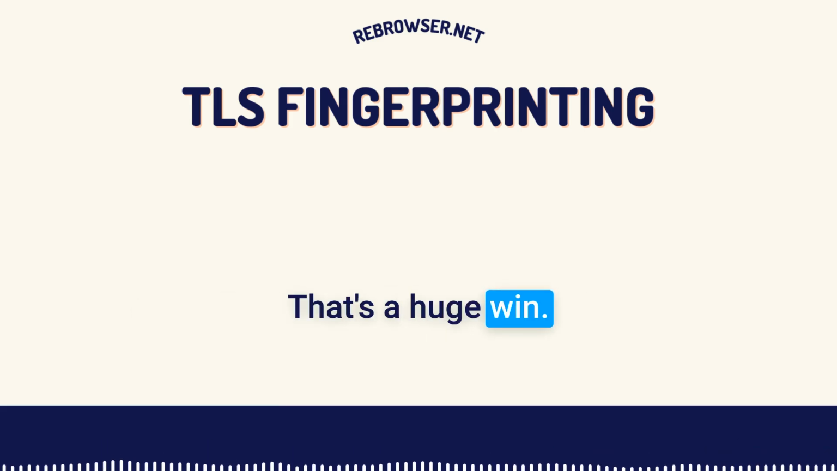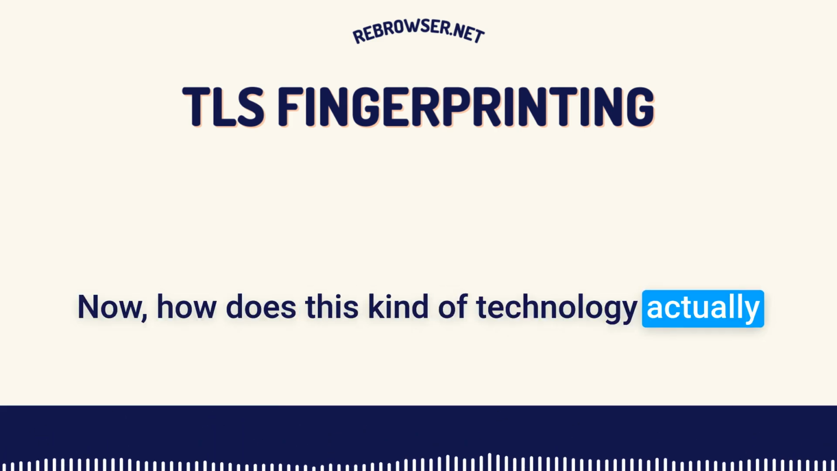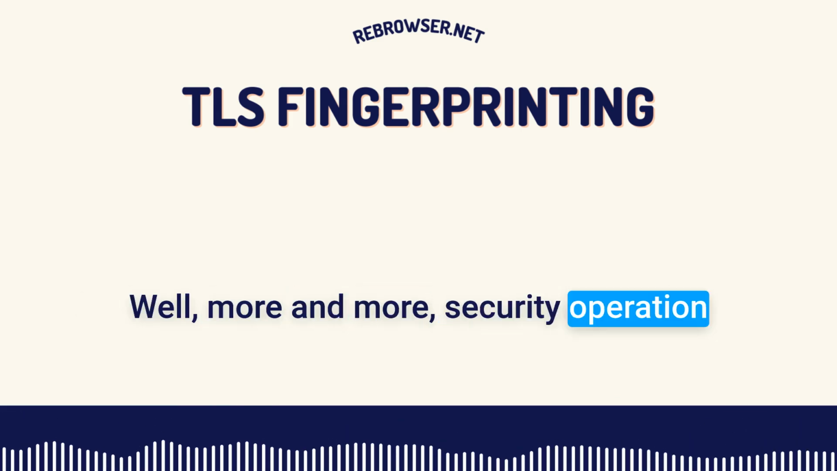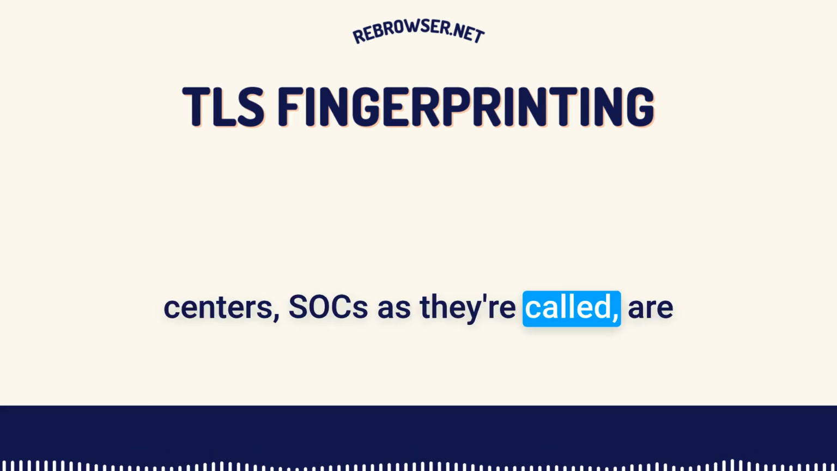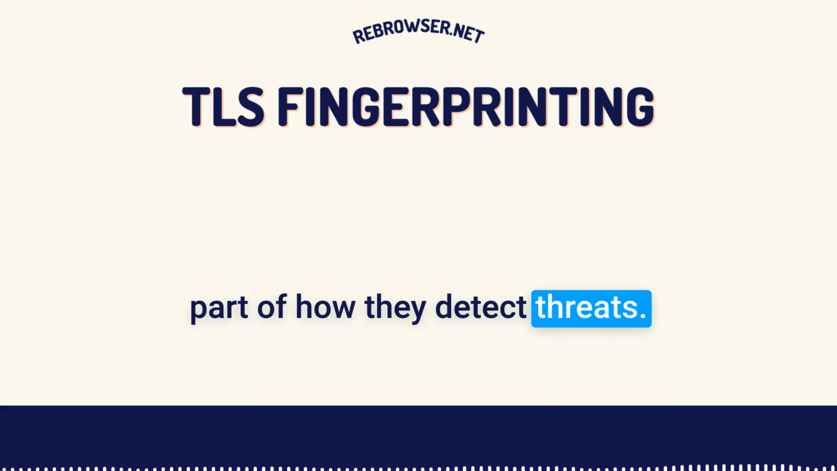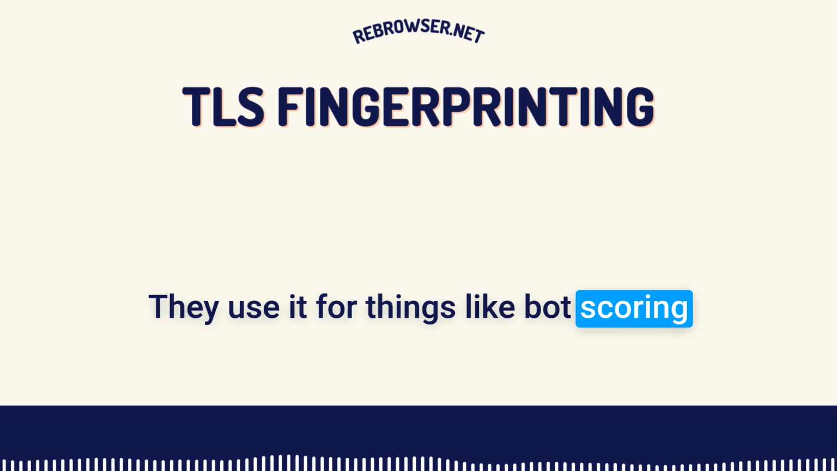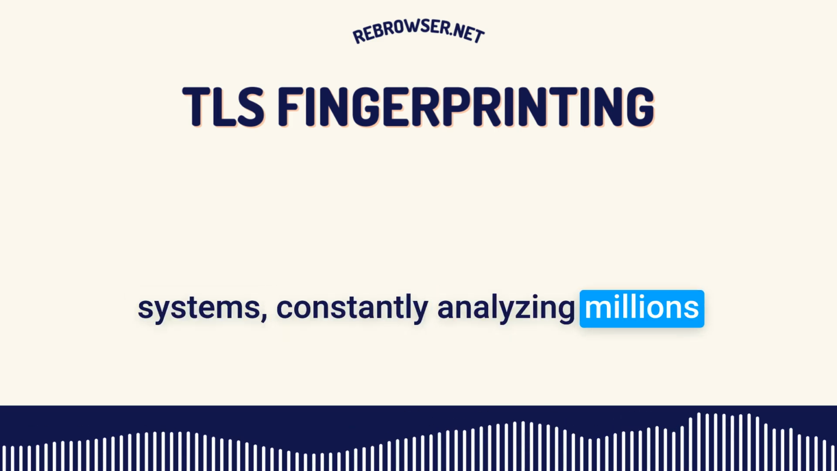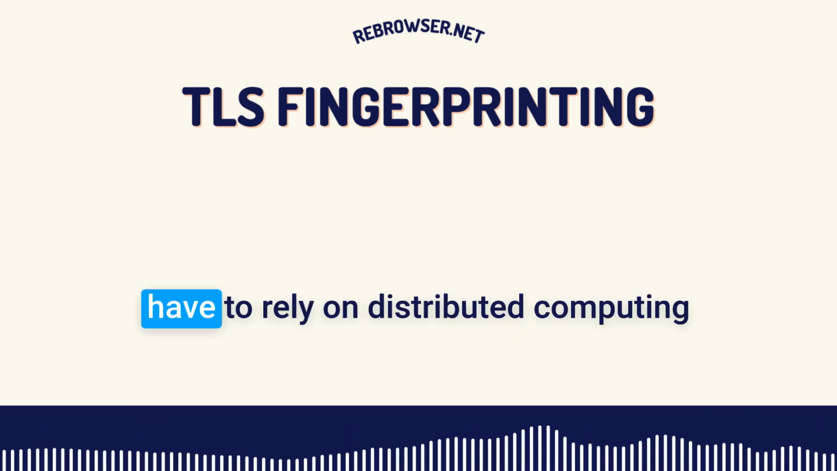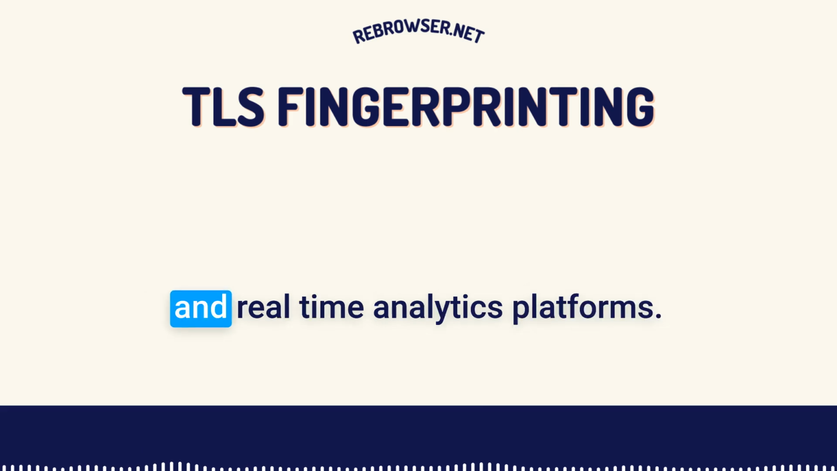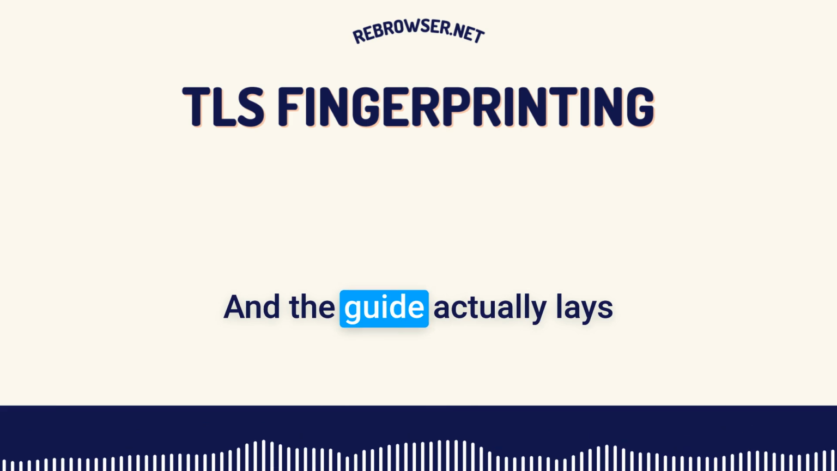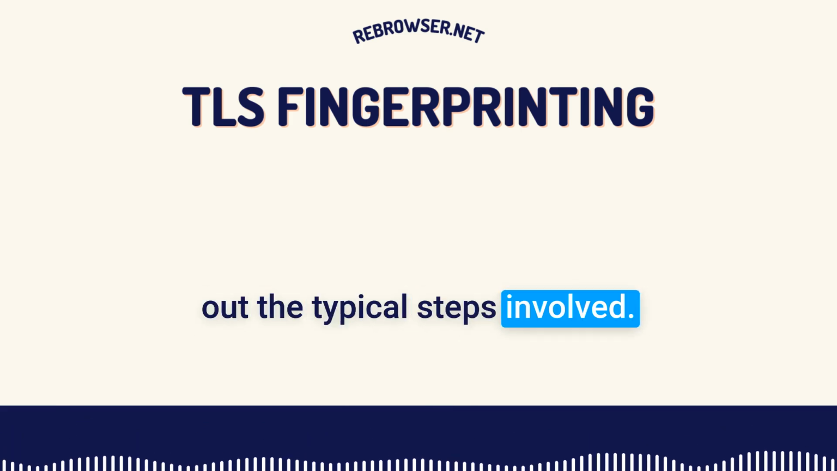That's a huge win. Now, how does this kind of technology actually fit into the day-to-day work of a security team? Well, more and more, security operations centers, SOCs as they're called, are making TLS fingerprinting a core part of how they detect threats. Okay. They use it for things like bot scoring systems, constantly analyzing millions of connections every single day. And to handle that kind of volume, they have to rely on distributed computing and real-time analytics platforms. Right. It's a lot of data to crunch. And the guide actually lays out the typical steps involved.